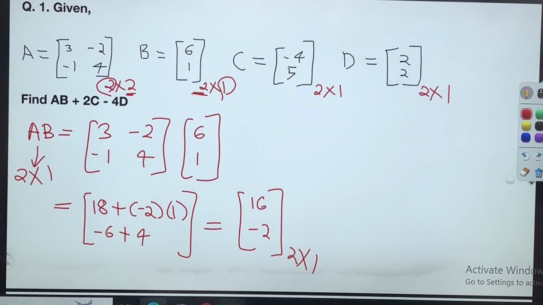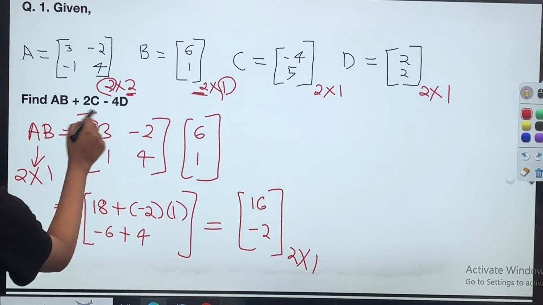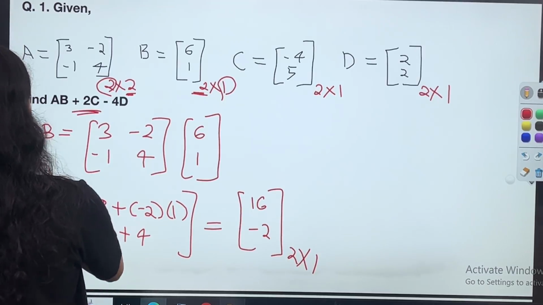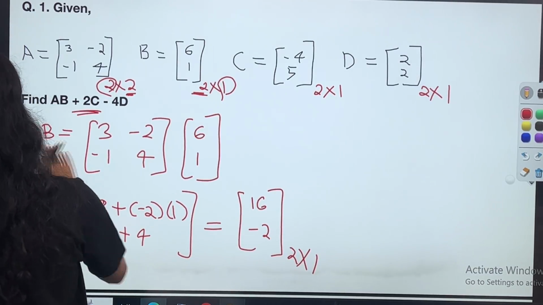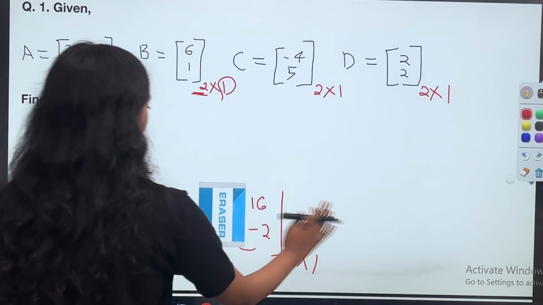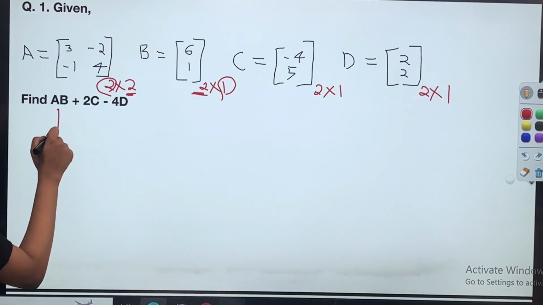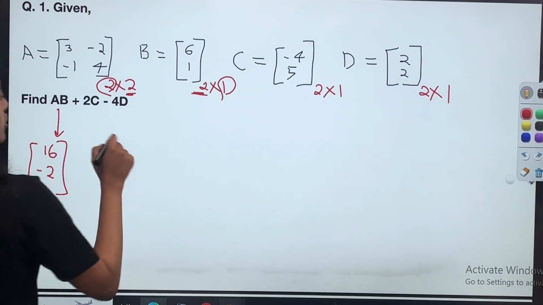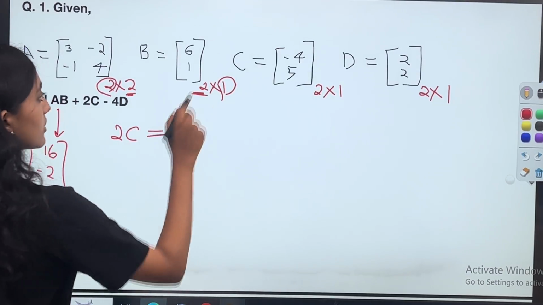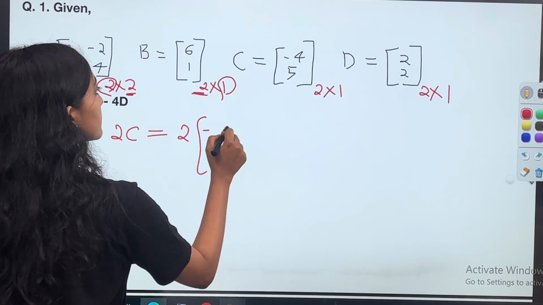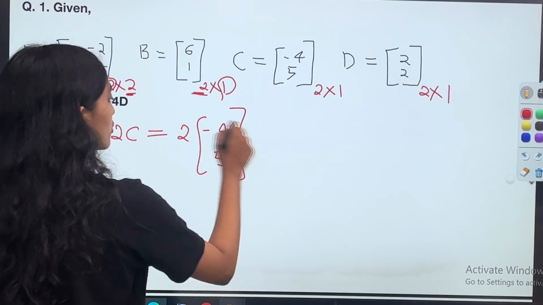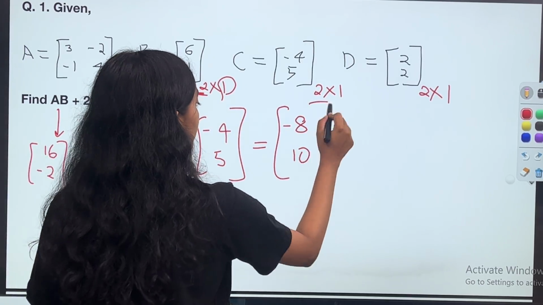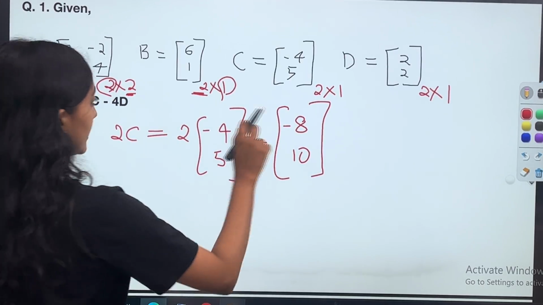Okay? Next, we are asked to find 2C. Can I just rub this and write a 16 and minus 2? Yes. 16 minus 2. So this is 16 and minus 2, right? 2C is nothing but scalar multiplication. 2 into minus 4, 5. 4 2s are 8, so it is minus 8. And 2 5s are 10. You should multiply by each of the elements. So minus 8 comma 10.